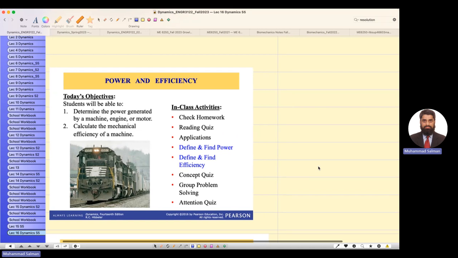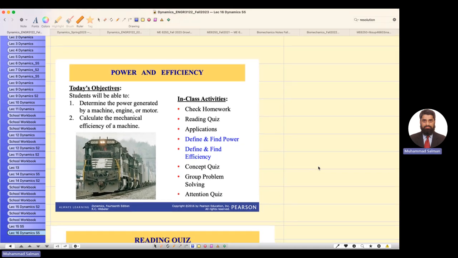Now, power is the force times velocity. If you know the applied force and the velocity, then those two vectors, you need to find out the power. So let me show you, for example.